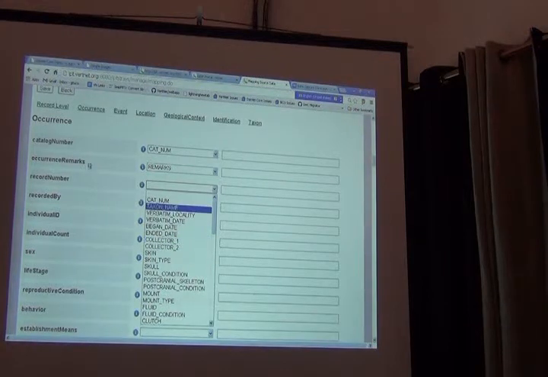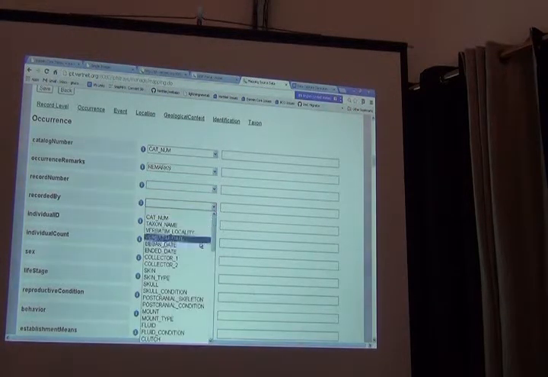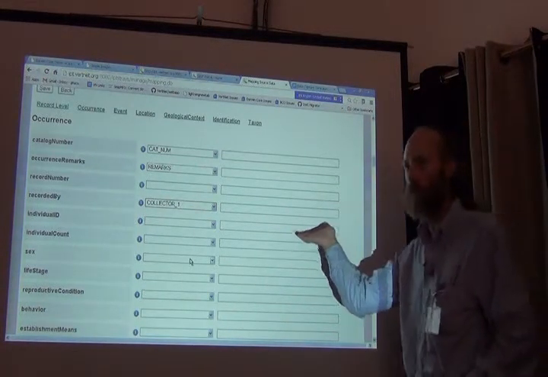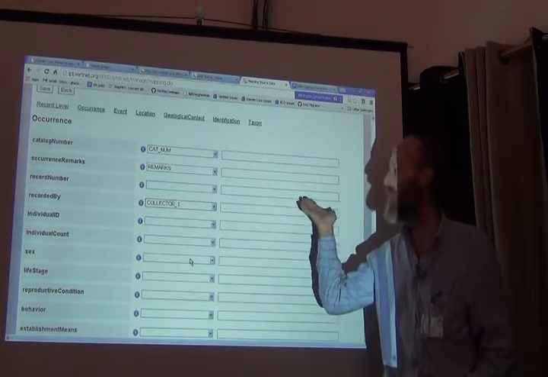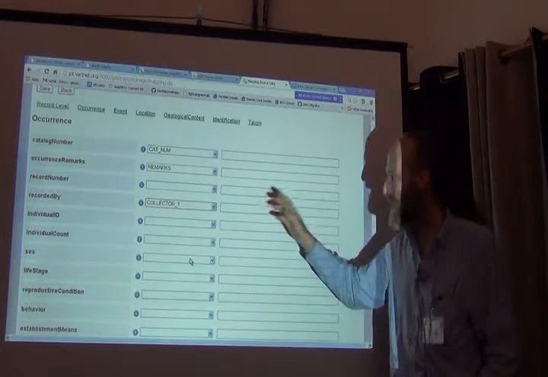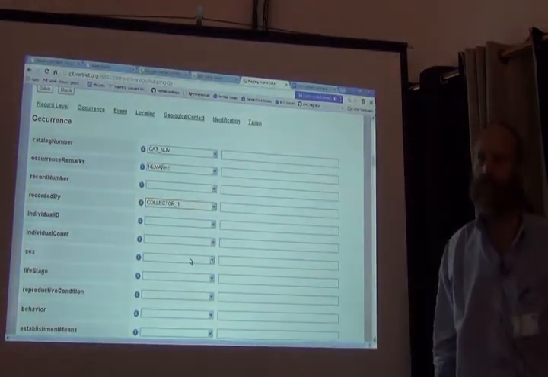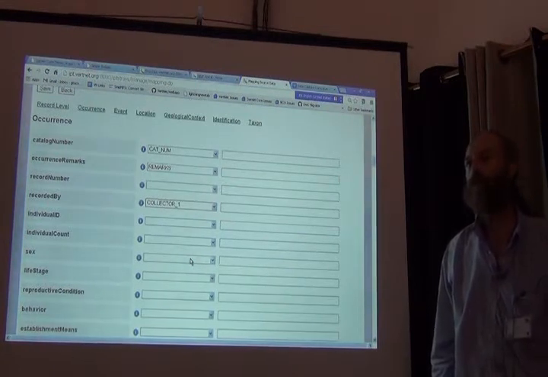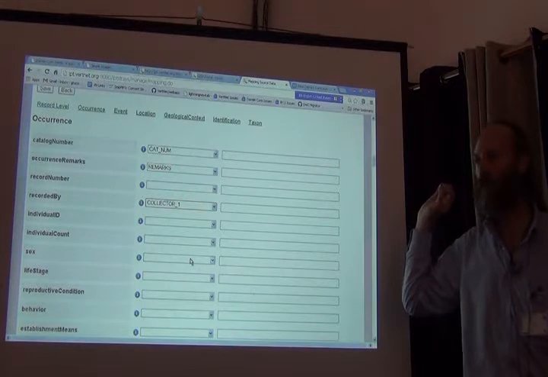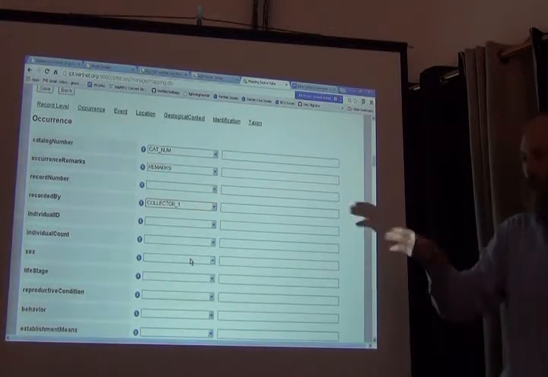Let me just show you what I meant here. So this is a bad solution, right? But that's what I'd be limited to, the way things are, because I lose collector 2. True, I've put a collector in the recorded by field where it's supposed to be, but I've lost information. So ideally, I should go back outside of IPT and create a recorded by field and populate it with collector 1 and collector 2.